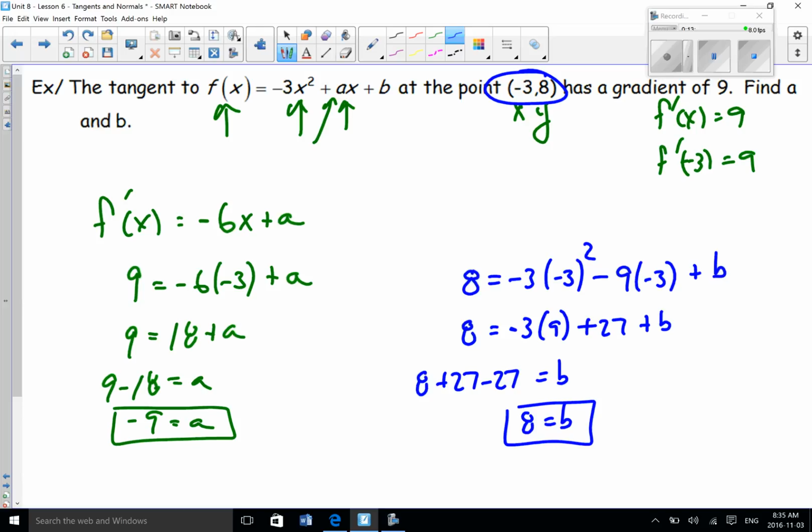And using a little bit of thought, what kind of information do we have? Do I need the original equation, the new equation? Things like that. Okay?